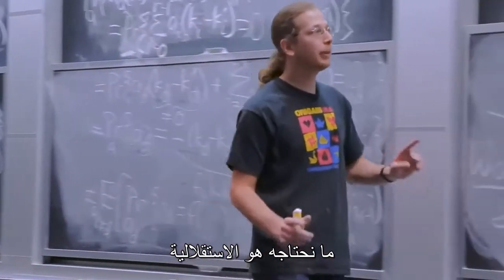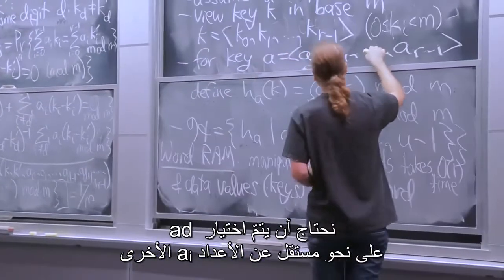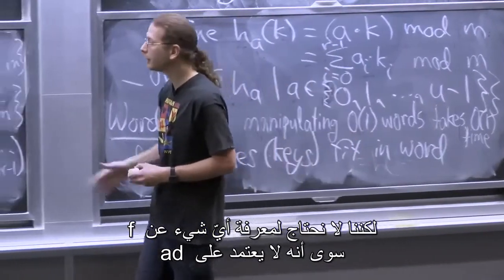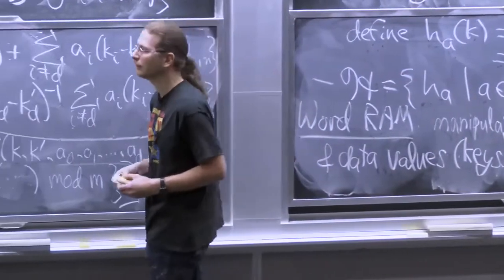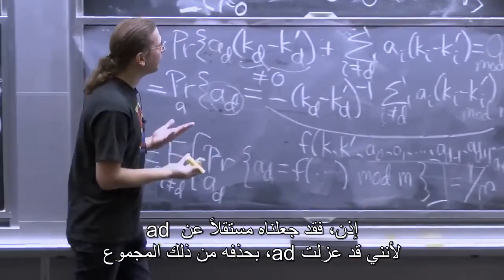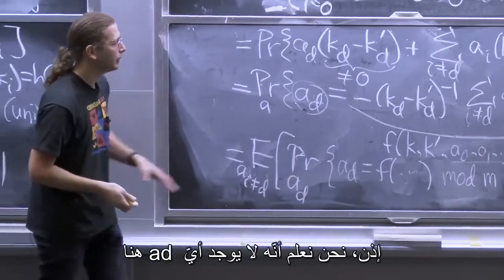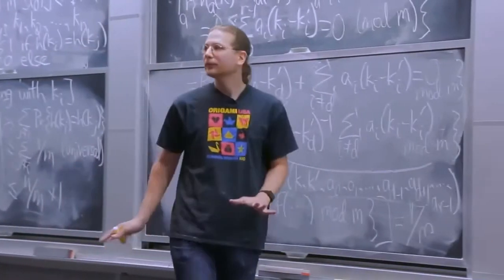What we need is independence. We need that the AD is chosen independently from the other AIs. But we don't need to know anything about f, other than it doesn't depend on AD. And we made it not depend on AD because I isolated AD by pulling it out of that summation. So we know there's no ADs over here. Good question.